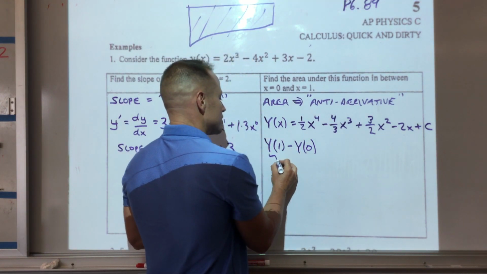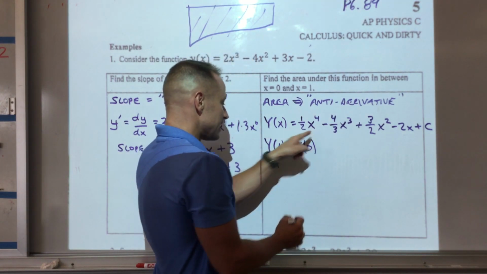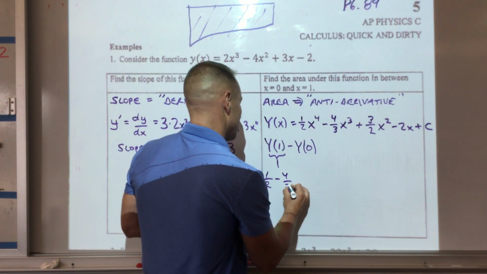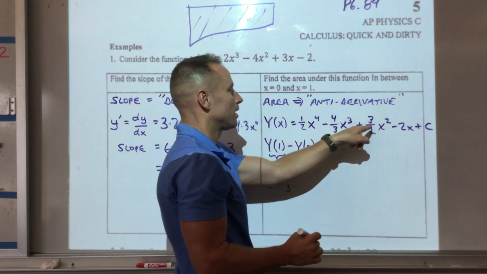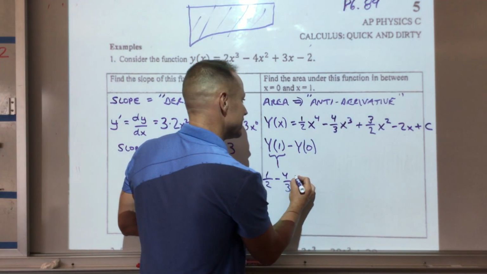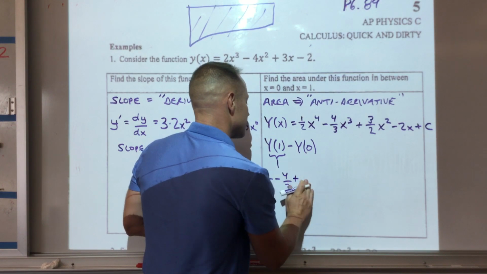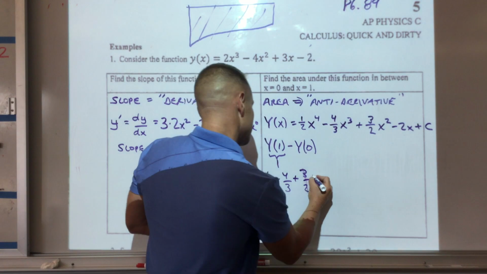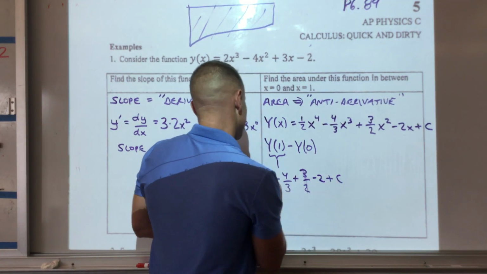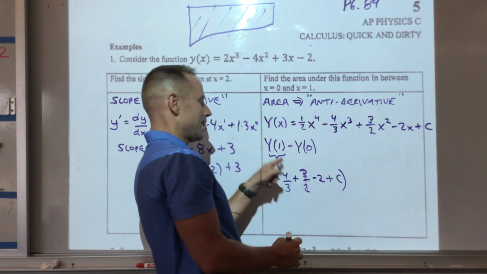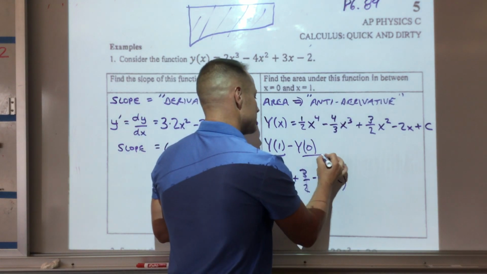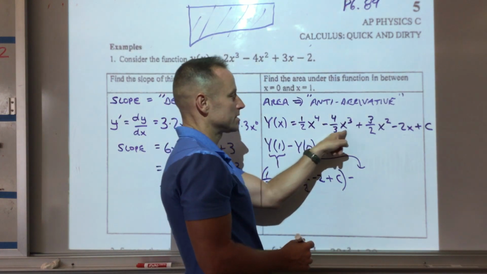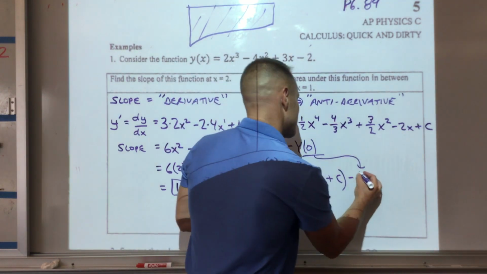If we evaluate the function at 1, that's going to be 1/2 minus 4/3 plus 3/2. That's why I chose 1, so this would be easy. Plus 3, oops, that's an ugly 3, sorry guys. 3/2 minus 2, and then plus c. All that junk is y at 1, and then minus y at 0, which is, well, 0. If you plug in 0, you get 0, 0, 0, 0, and then just the arbitrary constant.